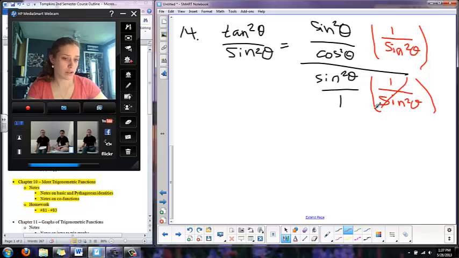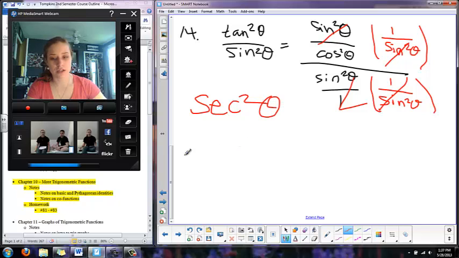That's okay. All this is gone. This and this are gone. So that's actually 1 over cosine squared theta. 1 over cosine squared theta is the same as secant squared theta. That's number 14, and let's move on. Number 15.